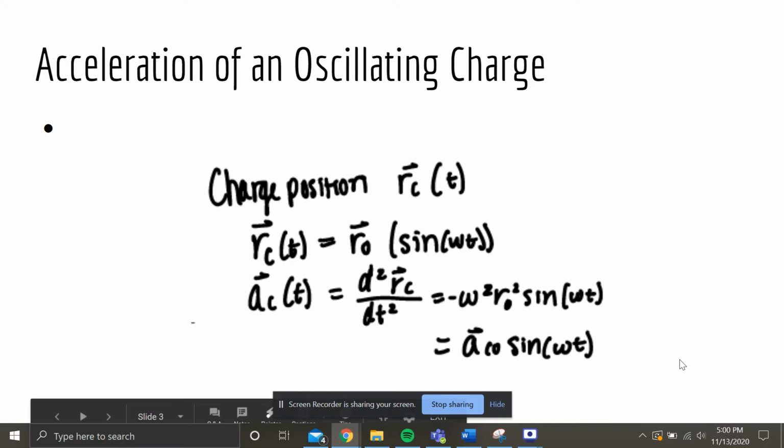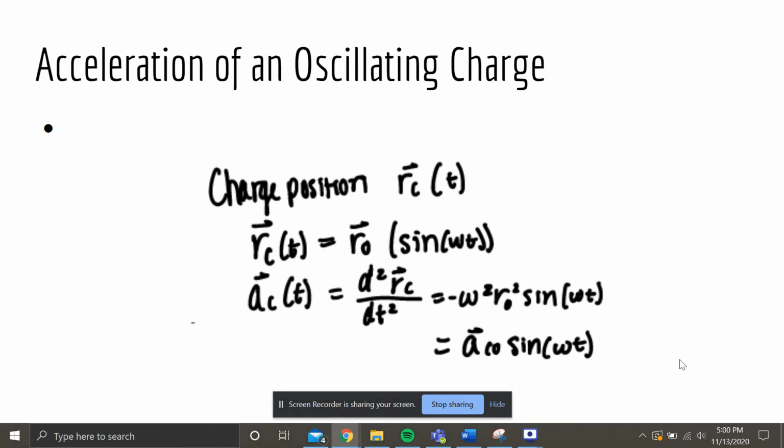We then looked into oscillating charges and how to model their acceleration, and the series of equations that we use to do this are on the slide. And in this case, A sub C0 represents the acceleration amplitude of the charged particle, and omega represents the angular frequency of the oscillation.